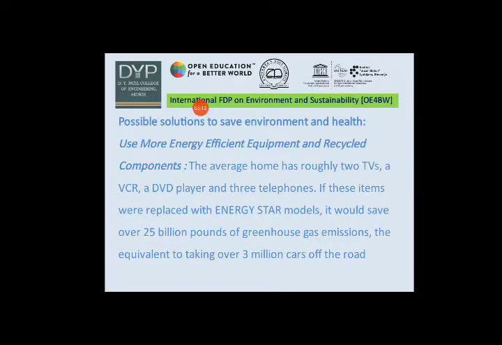Possible solutions to save environment and health: use more energy efficient equipment and recycle components. The average home has roughly 2 TVs, a VCR, a DVD player, and 3 telephones. If these items were replaced with Energy Star models, it would save over 25 million pounds of greenhouse emissions, equivalent to taking 3 million cars off the road.